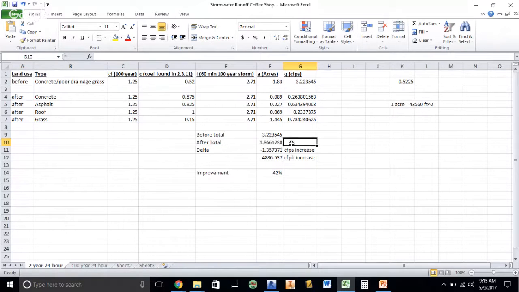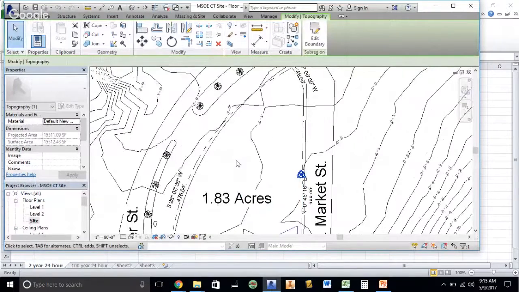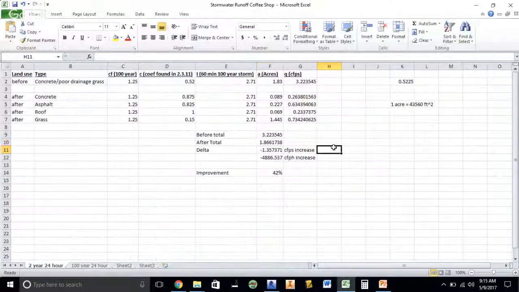But let's say, for argument's sake, that I was not improving it. So what can I do? I can put in my site a retention pond. I can put in, let's say, a little pond right over here that holds water. Well, how much water? Okay, I would want to hold in runoff this per second. So note it's cubic feet per second. I can get a cubic feet per hour increase just by multiplying by 3,600.